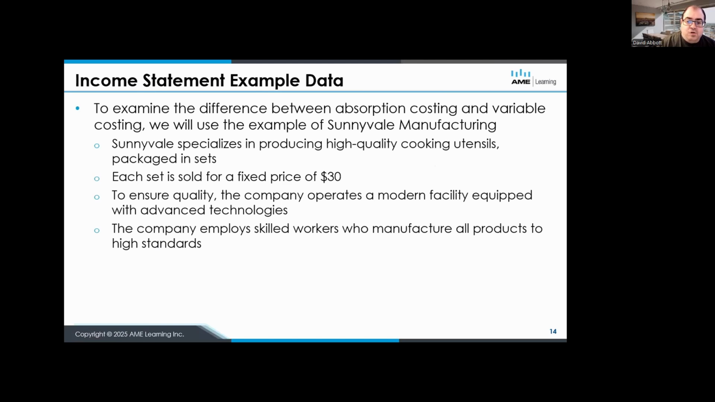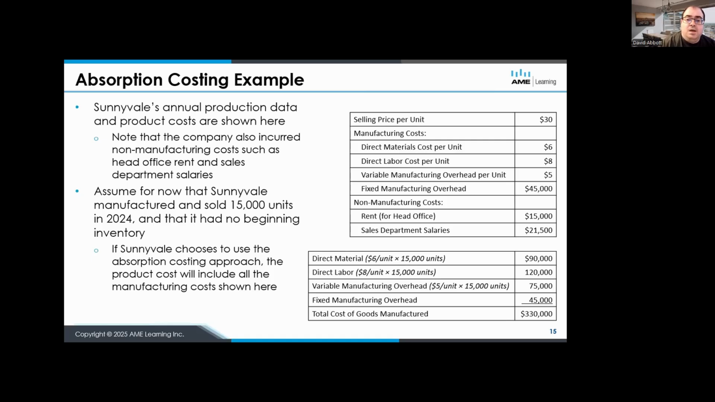And each set is sold at a fixed price of $30 a set. To ensure quality, the company operates a modern facility equipped with advanced technologies, and the company employs skilled workers who manufacture all products to high standards. So Sunnyvale's annual production data and product costs are shown here. And this information also is available for you on page 194 of the text.